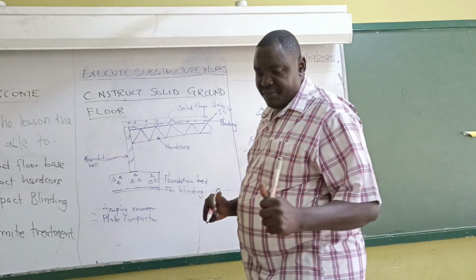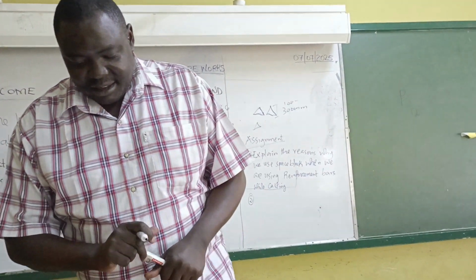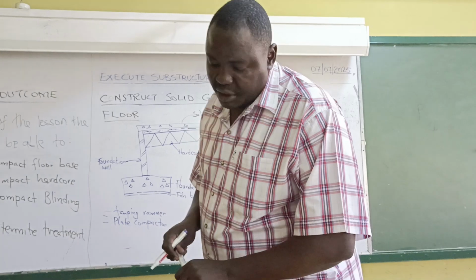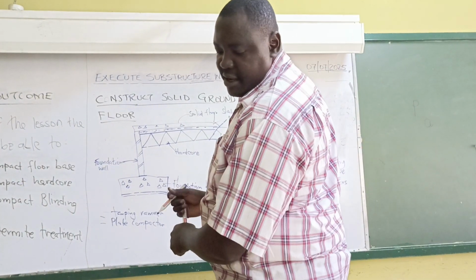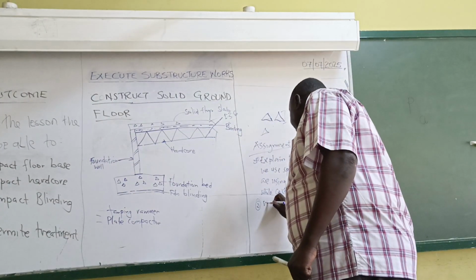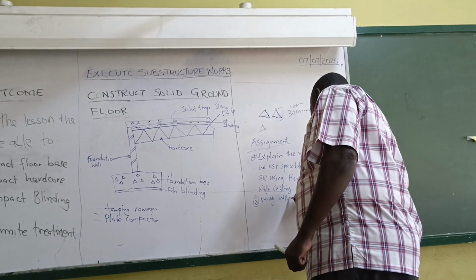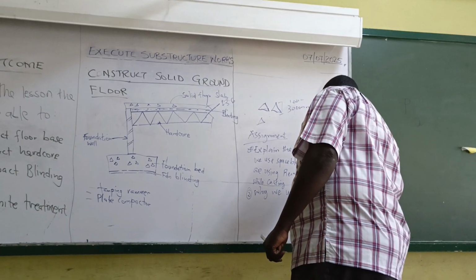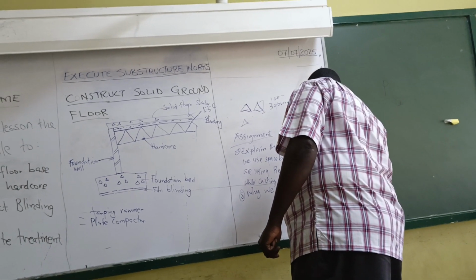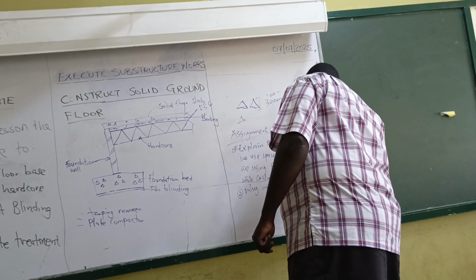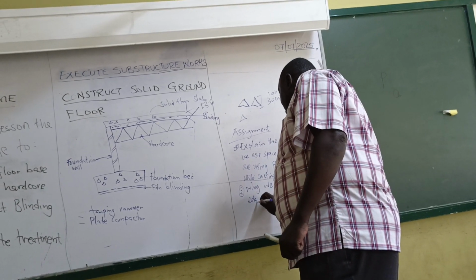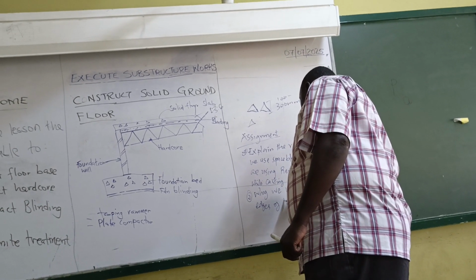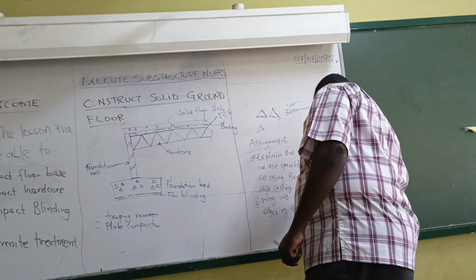Number two, we'll explain why we use formwork to the edges of the floor slab.